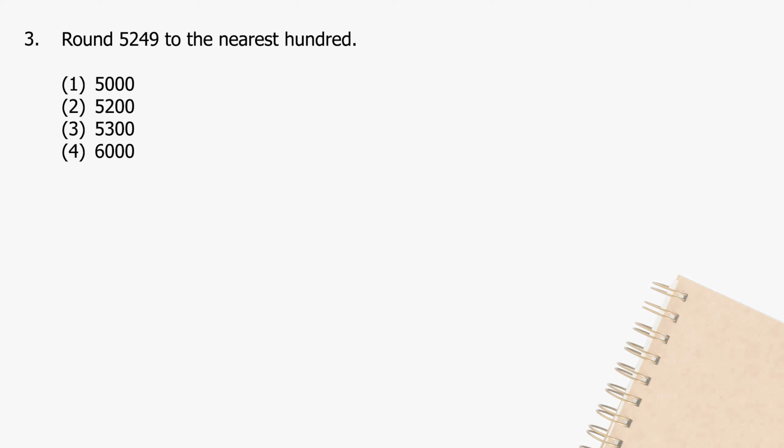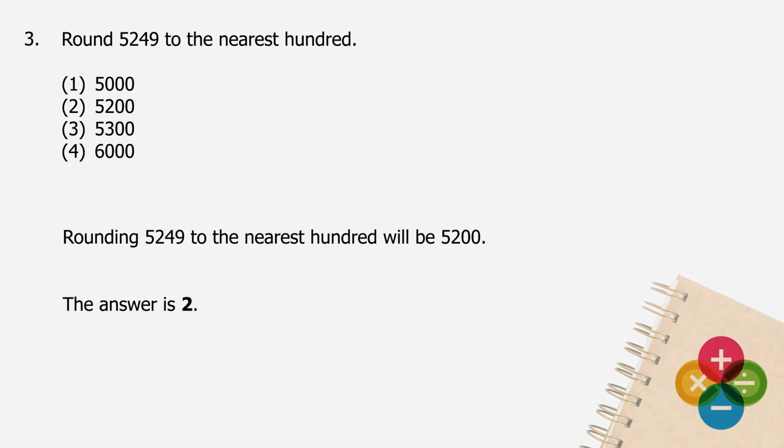Question 3. Round 5,249 to the nearest hundred. Rounding 5,249 to the nearest hundred will be 5,200. The answer is 2.